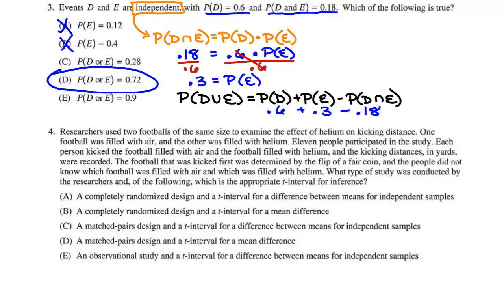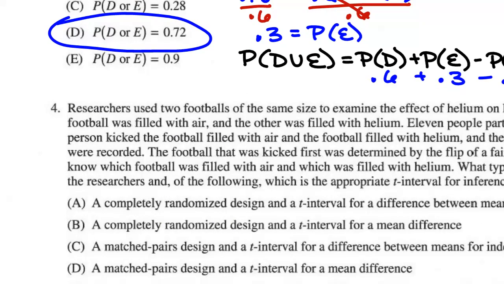Number 4, researchers used 2 footballs of the same size to examine the effect of helium on kicking distance. One football is filled with air, the other was filled with helium. 11 people participated in the study. Each person kicked the football filled with air and the football filled with helium. So each person is doing both things. By the way, on number 4, we had a majority of people miss this problem, but not as bad as question 3.